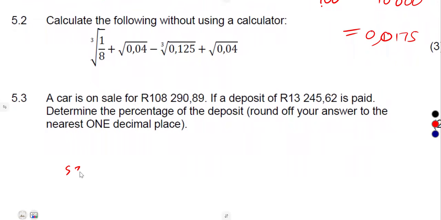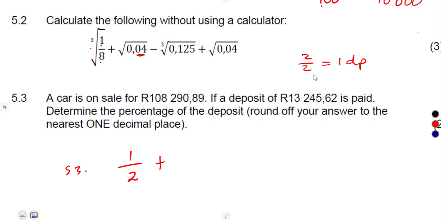Then 5.2, just evaluate, determine this without a calculator. The cube root of 1, that's 1. The cube root of 8 is 2, plus the square root of 0.04. Guys, we do understand 2 decimal places like this. We must divide 2 by 2, which is 1.